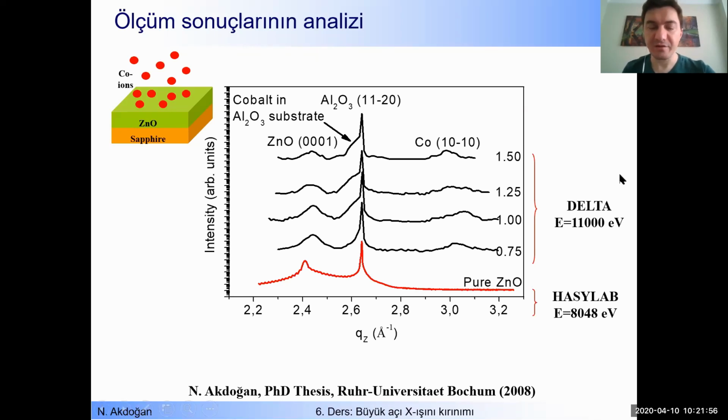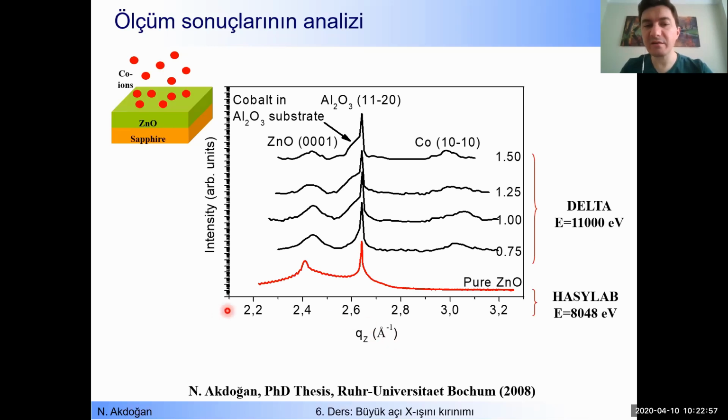Here, I show you real measurements. The red one here is taken in Hamburg at HASYLAB, Hamburg Synchrotron Laboratory. I think it was taken in 2006, something like this, 14 years ago. And here we have 4 more measurements. They are taken in Dortmund, at the DELTA Synchrotron Radiation Facility, Dortmund Electron Accelerator Center. In HASYLAB, this data is taken with the energy of 8 kiloelectron volt. The wavelength is around 1.5 angstrom, 1.54, and this data is taken with the energy of 11 kiloelectron volt. So the wavelength is a little bit lower than this one.